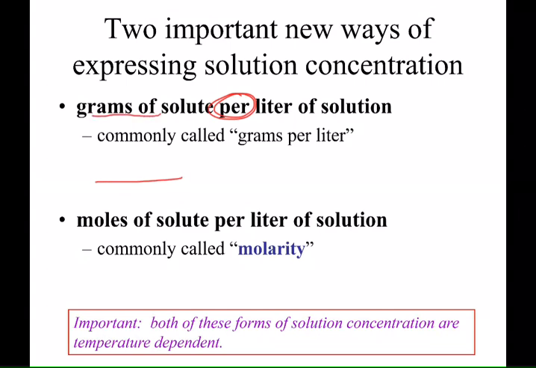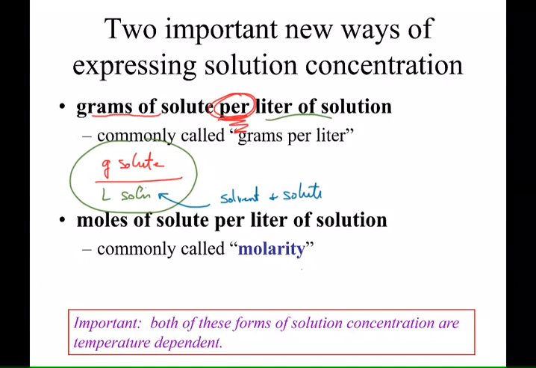So grams of solute, I'll put g solute, per liter of solution. So on the bottom I'll put liter of solution. That's an important way of describing solution concentration. So grams of solute per liter of solution. And just to make sure we're all on the same page, remember that solution is both the solvent, which is there in greater amount, plus the solute.